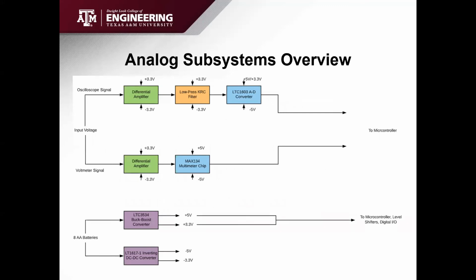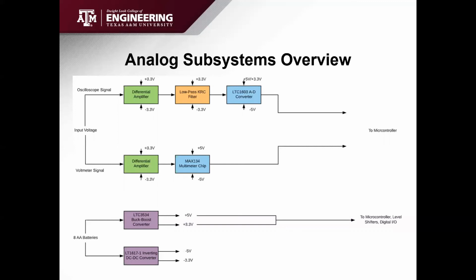All right, finally for the analog subsystems, here we have an overview to get a lower level look into each subsystem's operation. We can see that both the oscilloscope and the voltmeter have a differential input hooked up to the differential amplifiers in the first stage. The oscilloscope has a low-pass KRC filter, and both the oscilloscope and the voltmeter have analog to digital conversions handled through the use of specialized chips.